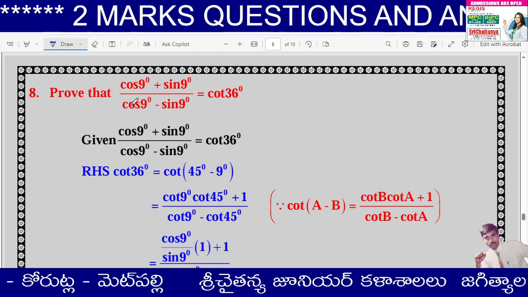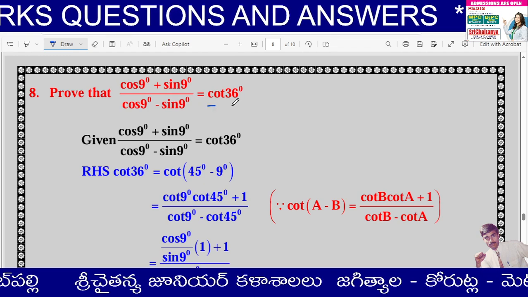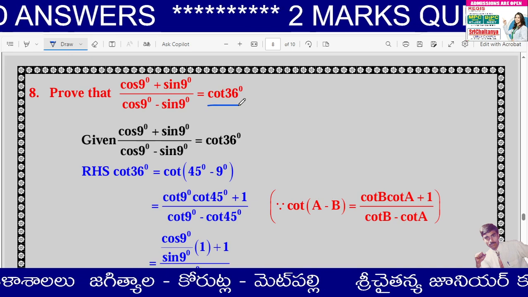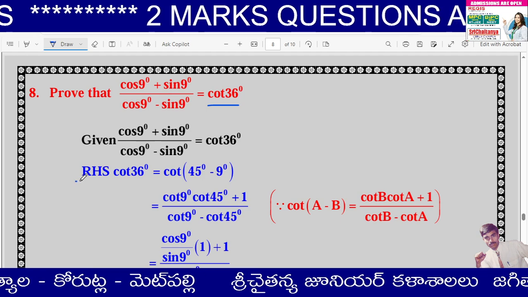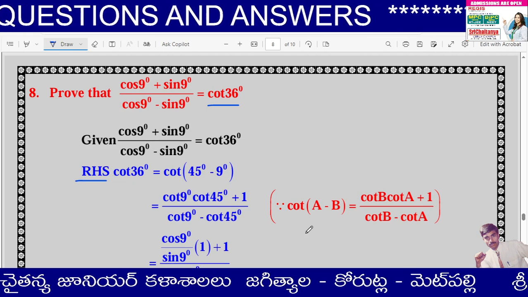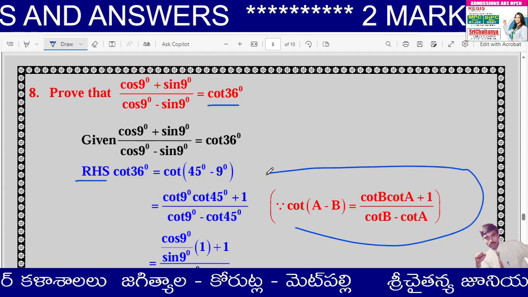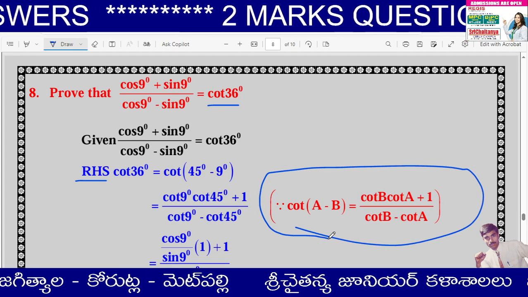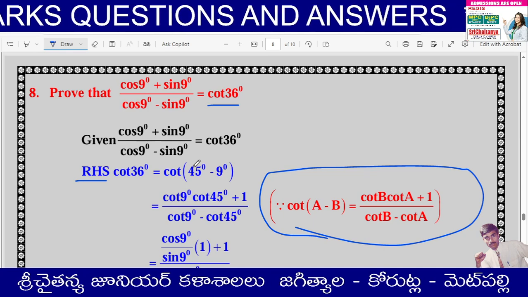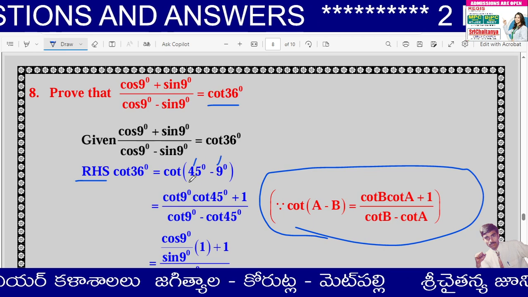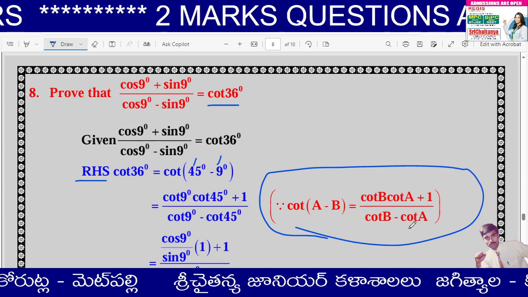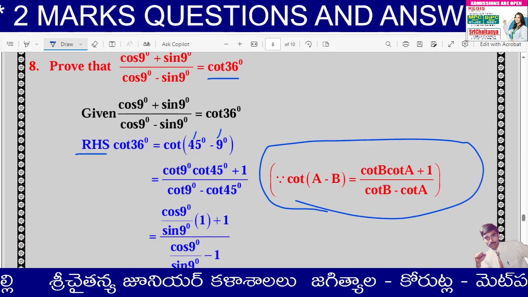Next question: cos 9 degrees plus sin 9 degrees by cos 9 degrees minus sin 9 degrees is equal to cot 36 degrees. It is show that or prove that. I will take the right hand side, cot 36 degrees. Using the formula cot (A minus B) is equal to (cot B cot A plus 1) by (cot B minus cot A). A value is 45, B value is 9. So cot 9 degrees cot 45 plus 1, division cot 9 minus cot 45.